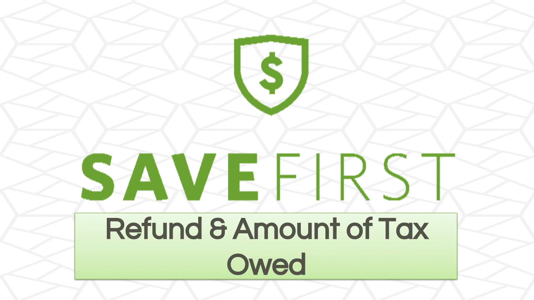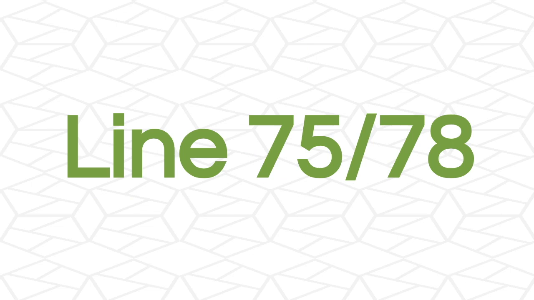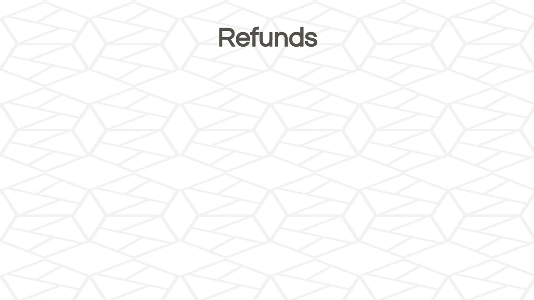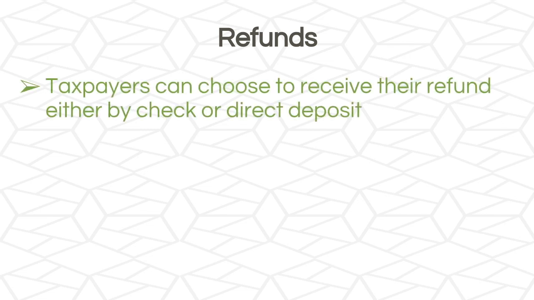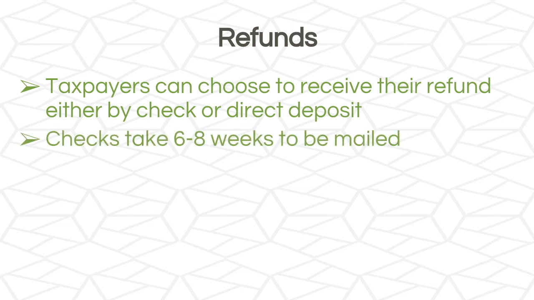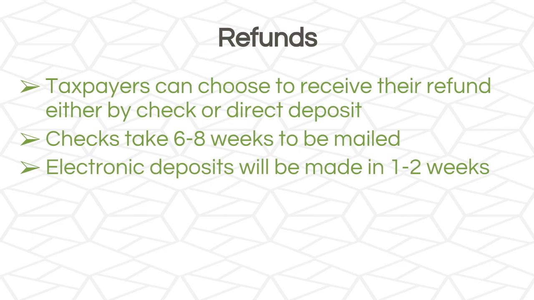Let's move on now to refund and amount of tax owed. So when we get to line 75 and line 78, we're going to see whether or not the taxpayer is due a refund or if they owe the IRS more money. Taxpayers can choose to receive their refund either by check or direct deposit. And check takes about 6 to 8 weeks to be mailed. Electronic deposits will be made within 1 to 2 weeks, so we highly encourage taxpayers to decide on taking a direct deposit if they have a bank account.